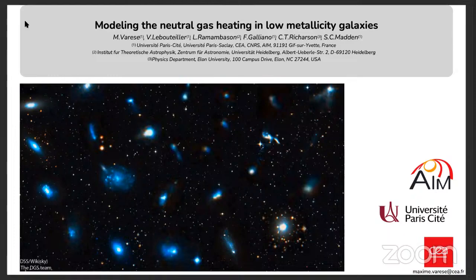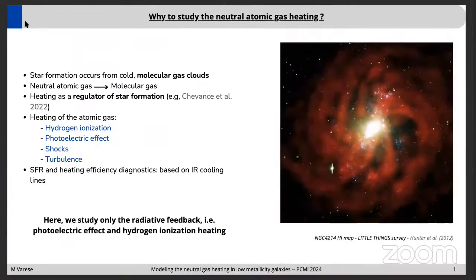First of all, why are we interested in knowing how the neutral gas is heated? As you know, star formation occurs mainly from cold molecular clouds. But in order to sustain star formation over quite a long time scale, you need to take some atomic gas and cool it down to a molecular state. If you have some way to heat your atomic gas, then you have a regulation mechanism for star formation that is effective over a quite long time scale.